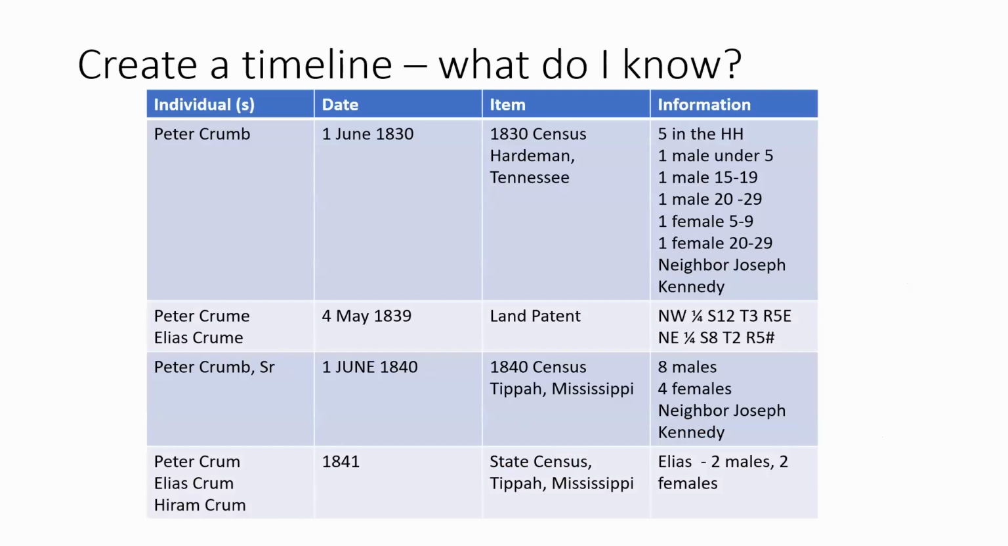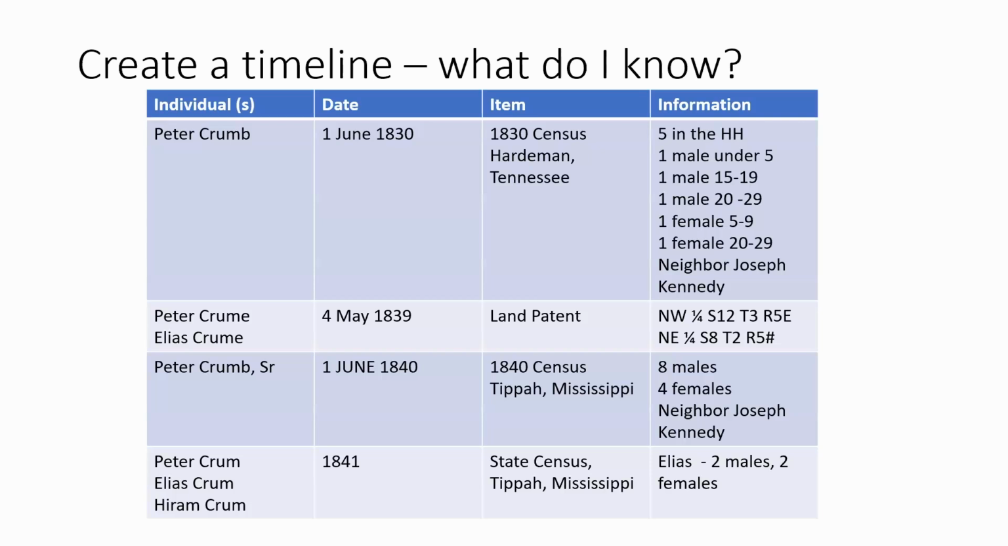But in June 1830, I knew that Peter was in Hardeman, Tennessee. He was the head of household. He was 20 to 29. There was an assumption, and I think it's a correct one, that the female was probably his wife. And you can guess that potentially maybe the male under 5 would have been him and the female 5 to 9. But the male 15 to 19 sticks out, okay? That might be a brother. It might not be either. And they had a neighbor, Joseph Kennedy, amongst other neighbors, but that one comes into play specifically with this.